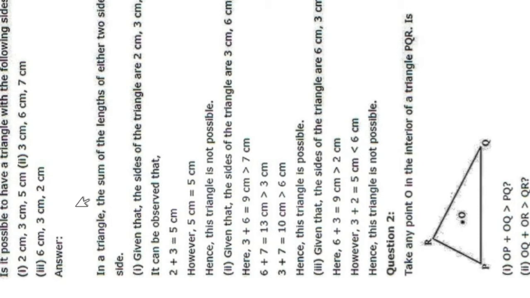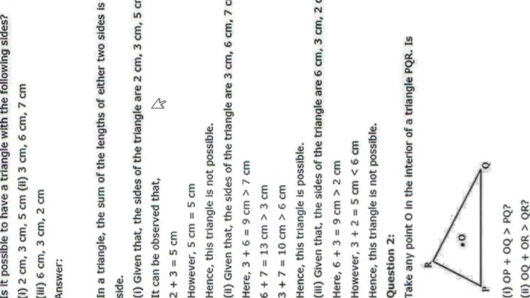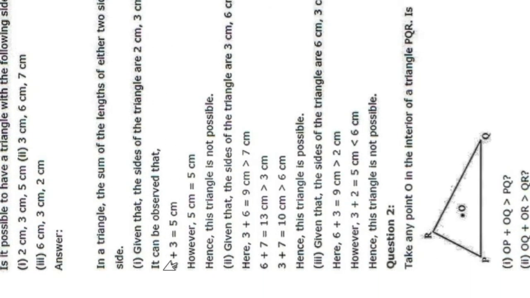Given that the sides of the triangle are 2 cm, 3 cm, 5 cm, it can be observed that 2 plus 3 equals 5. If we add 2 plus 3, we get 5, so it should be greater than 5. But here we are getting 5, so 5 cm equals 5 cm. Hence this triangle is not possible.